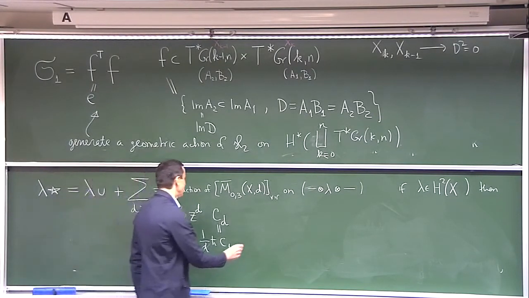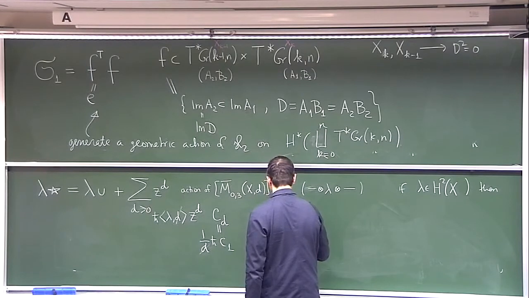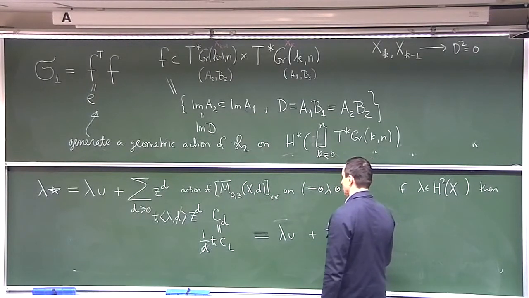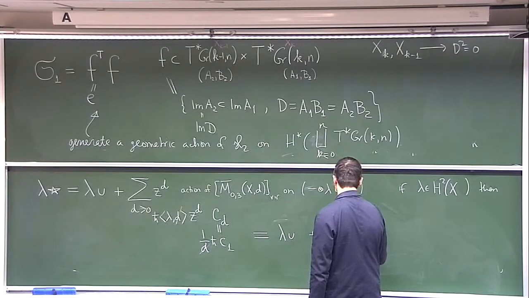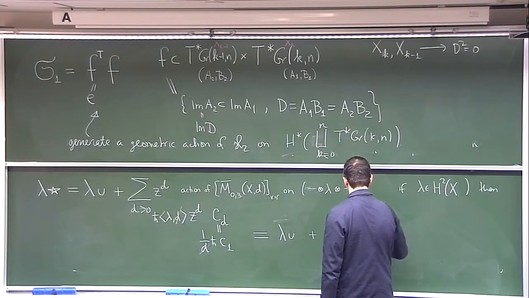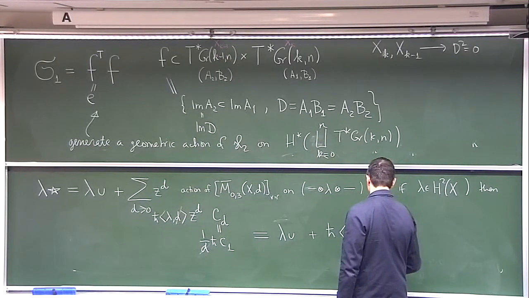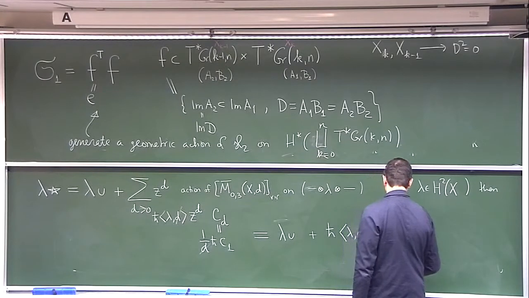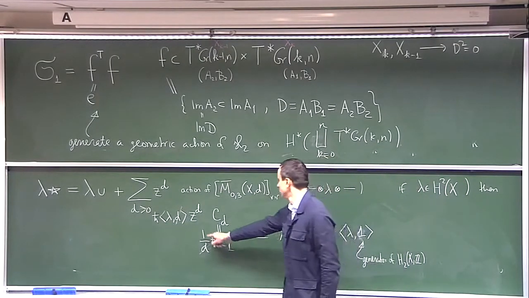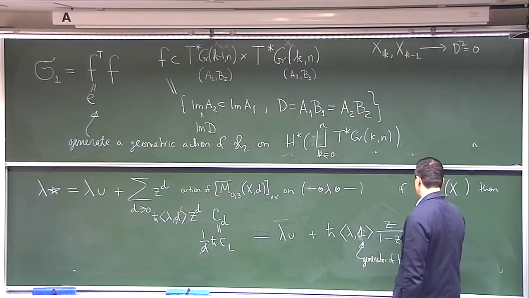And so then the whole thing becomes: you still get the cup product plus h-bar. And now the sum I can take, so that I get the pairing of lambda with the generator, so to speak, of a curve of degree one. This is a generator of H2. And then I get a geometric series, so I'm going to get z over 1 minus z times E F.